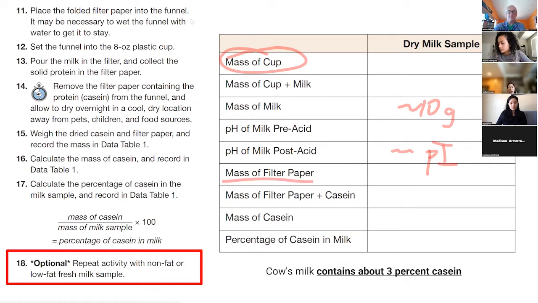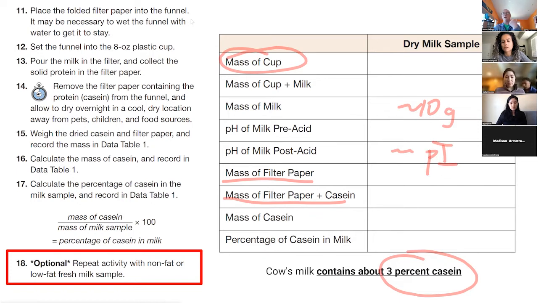Mass of filter paper with dried casein. You're going to probably let that dry overnight, just like we did before. And then figure out what the mass of casein is, and then your percentage. Like I said, it should be approximately 3%.